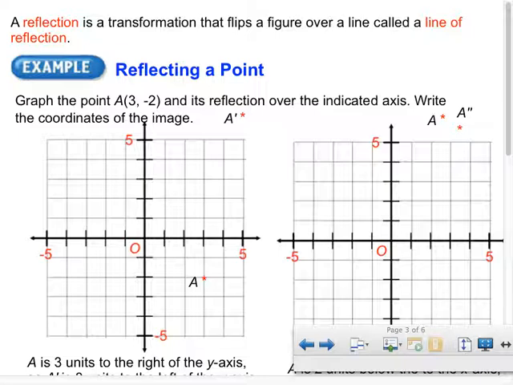Can you reflect A across the y-axis? Can you do that? On your own. When you're done, put your pencils down. Point A, we're going to reflect it across the y-axis.